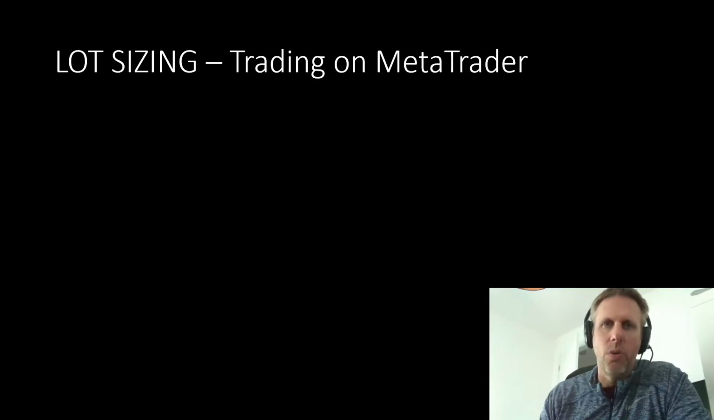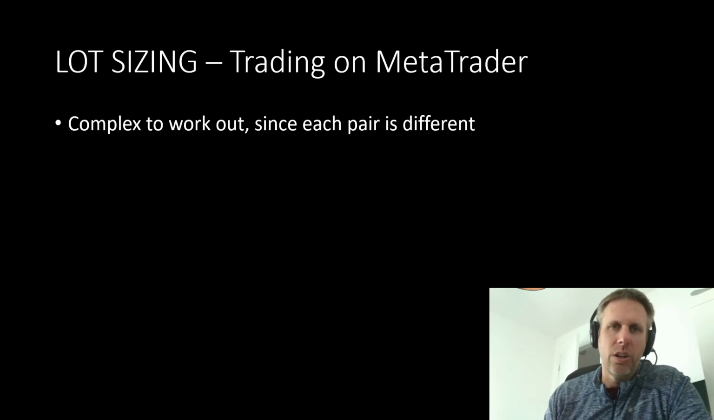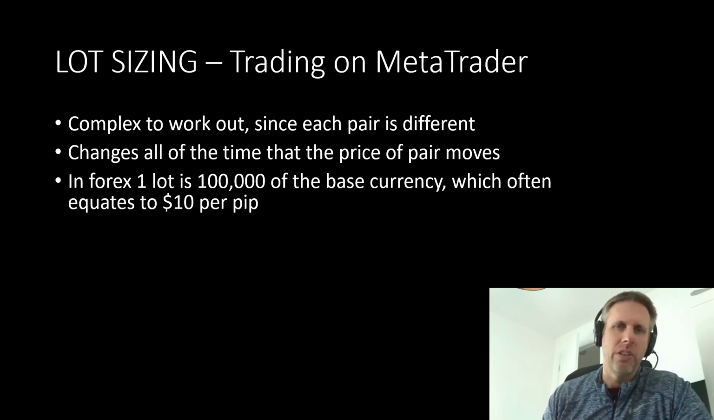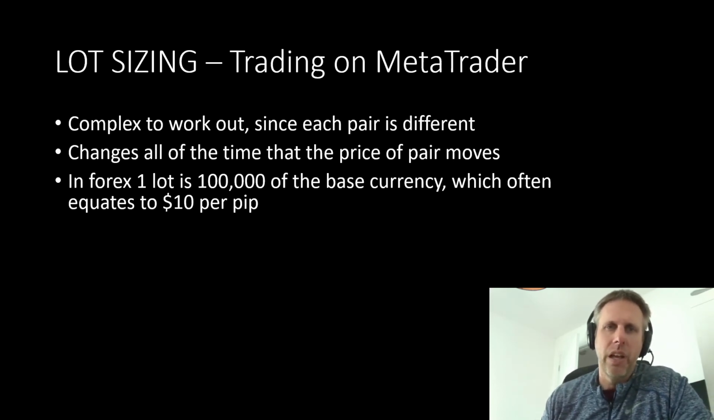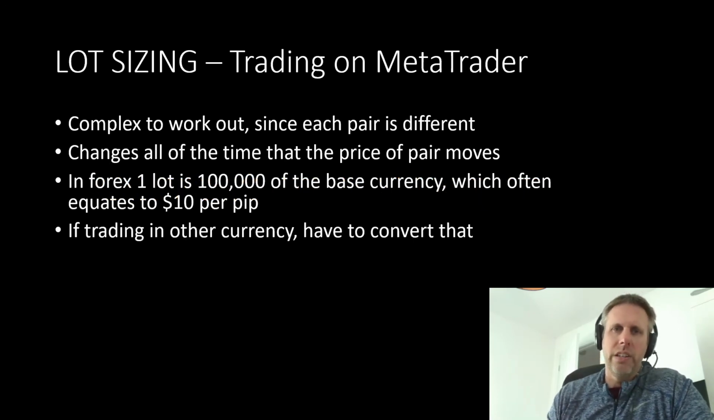This is where it gets a lot more complicated if we are trading in lots, especially on MetaTrader. It is very complex to work out, and every single currency pair will have a different value. And also the value of a lot changes all the time as the price of the currencies move around. In very basic terms in Forex, one lot is 100,000 units of the base currency, and that typically equates to $10 per pip.